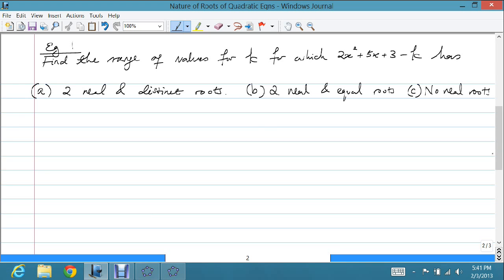Example 1. Find the range of values for k for which 2x squared plus 5x plus 3 minus k equals 0 has two real and distinct roots, for part A. For part B, two real and equal roots, and for part C, no real roots. So what does this mean? Now if I consider the graph of the equation y equals 2x squared plus 5x plus 3 minus k, let's see how this looks.